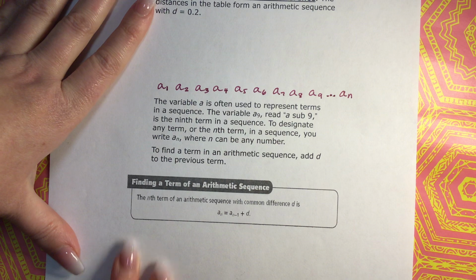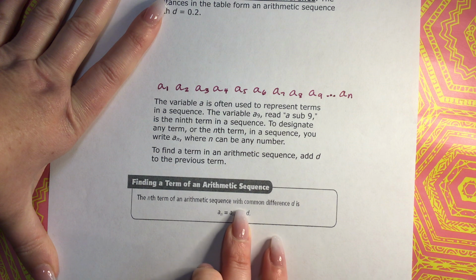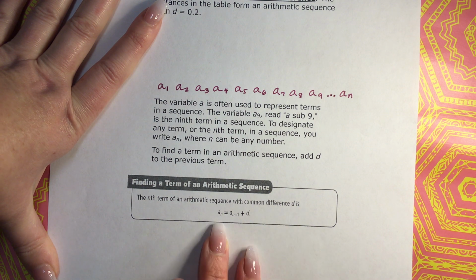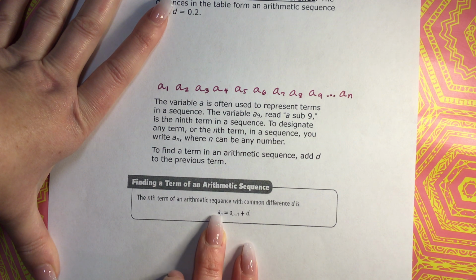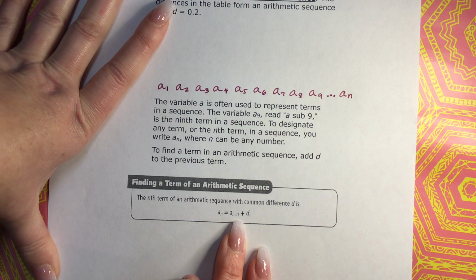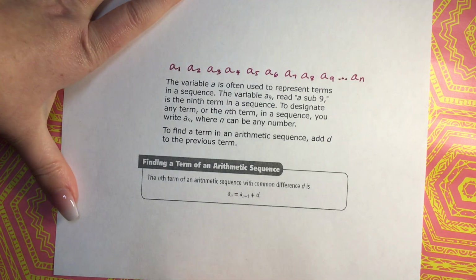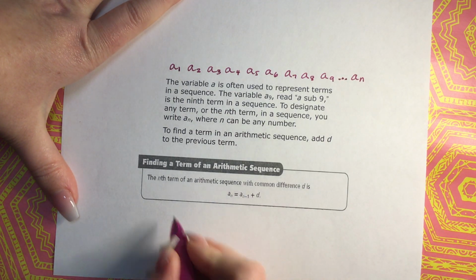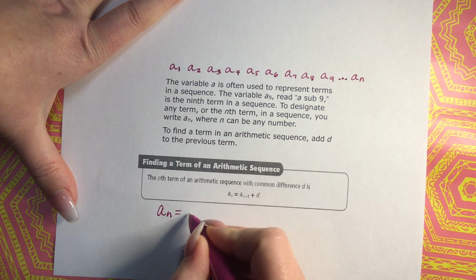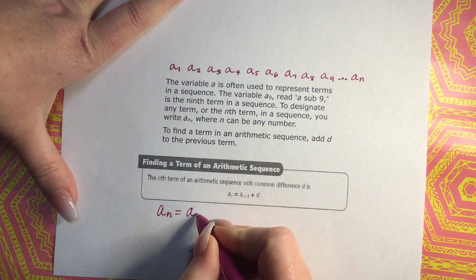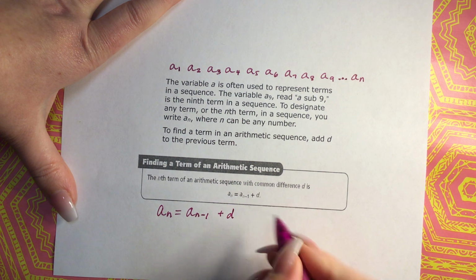So this is actually finding a term of an arithmetic sequence. This says the nth term of an arithmetic sequence with common difference d is found by, so you can find any term by taking a sub n, that means any term, and a sub n minus 1. That looks complicated, but let's just think about that for a second. What is that? So let's say we have this formula, the nth term equals a sub n minus 1 plus d, right?